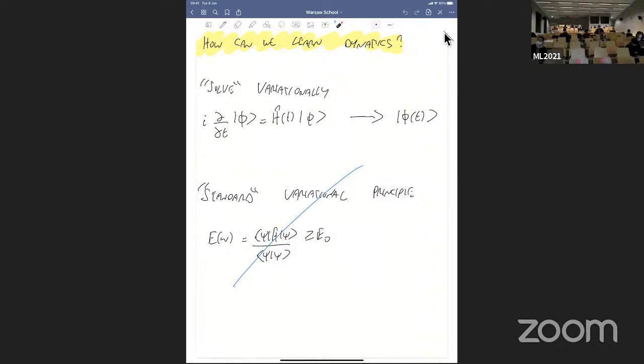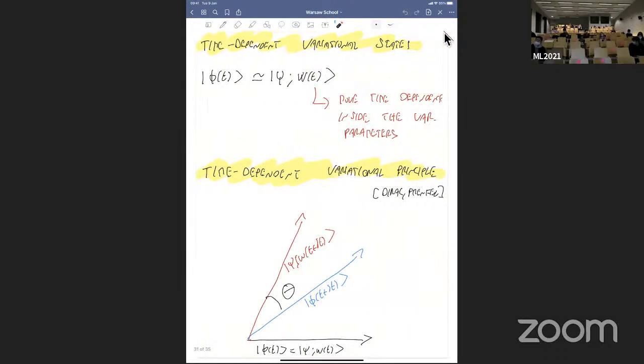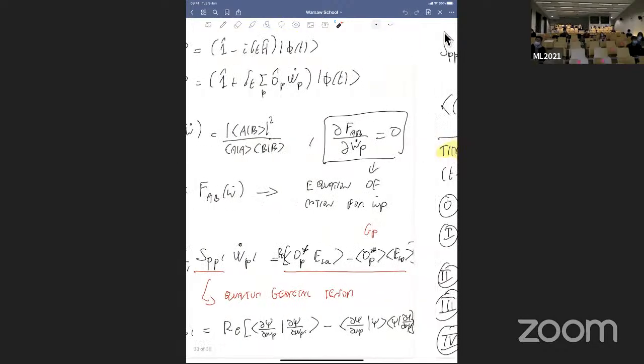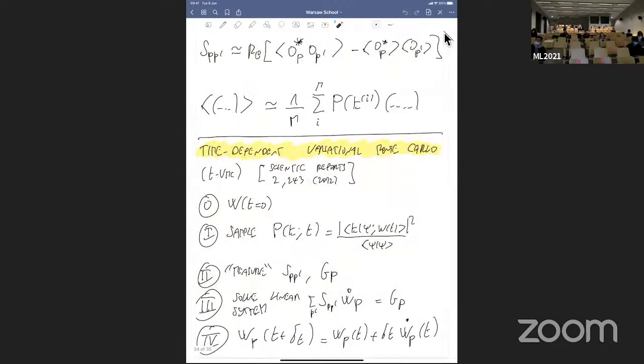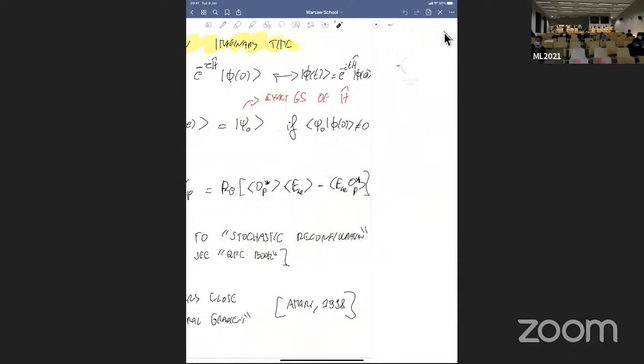Okay, one more question. I want to ask, when do you use stochastic reconfiguration instead of just minimizing the energy? What are other systems where it's better to minimize the energy and systems where it's better to use stochastic reconfiguration, or is one better than the other always?